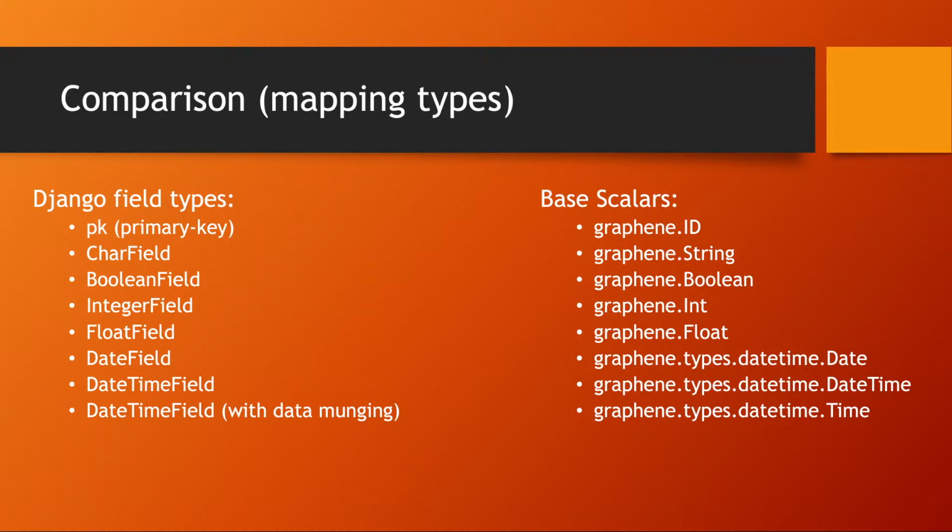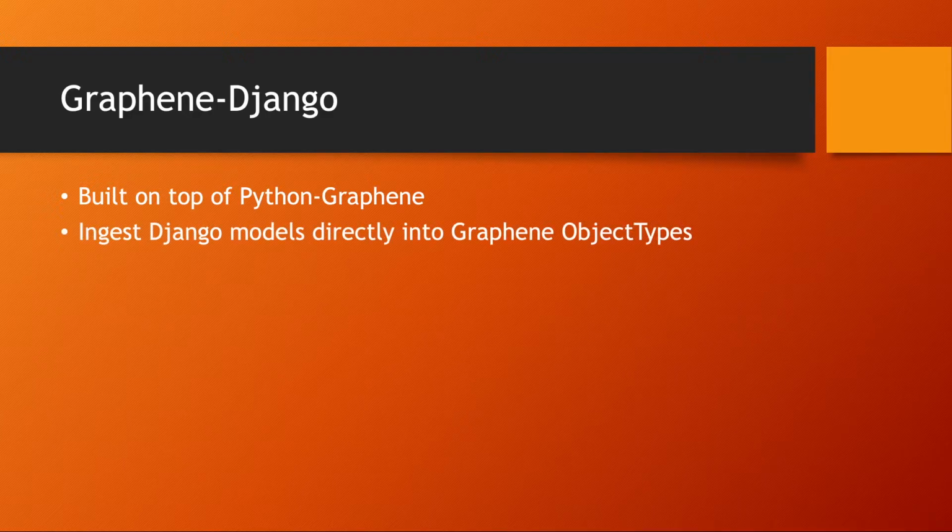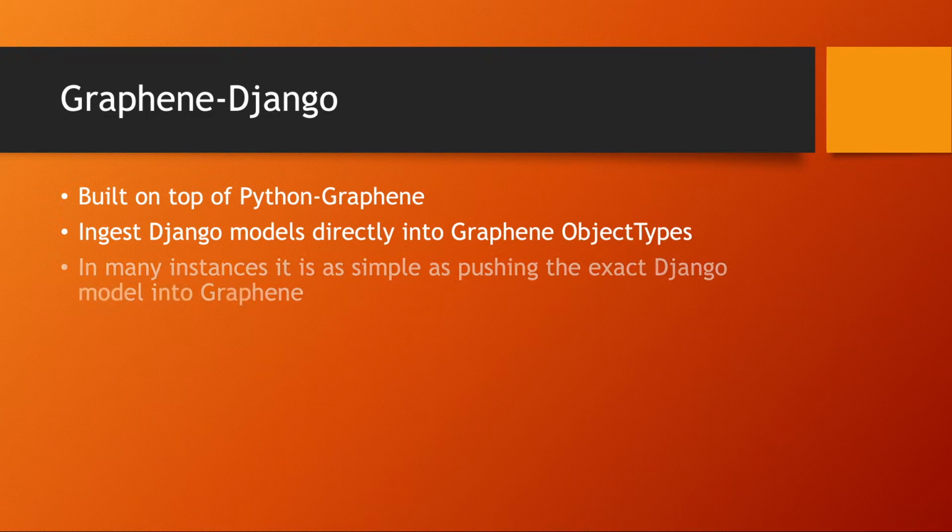And I guess I'm here to tell you good news, there is. That's Graphene Django. And I think I might have called it Django-Graphene in the previous video. Apologies if I did. But it's built on top of Python Graphene. It ingests Django models and puts them directly into Graphene object types, which I'll illustrate in just a second. In many instances, it's that simple.